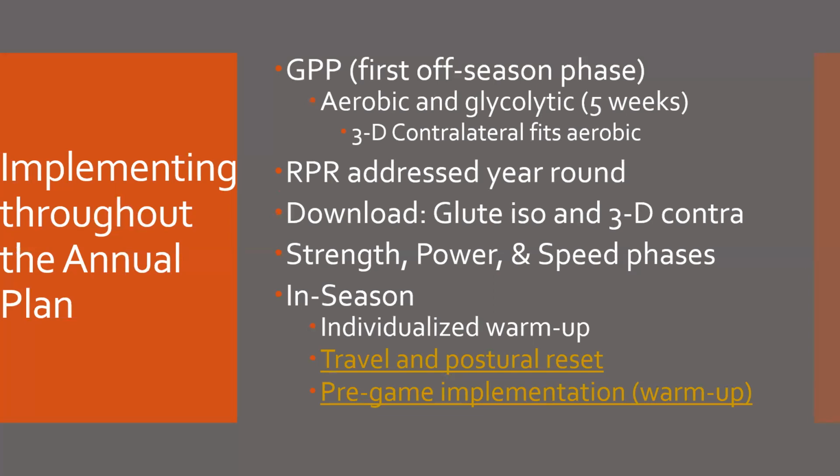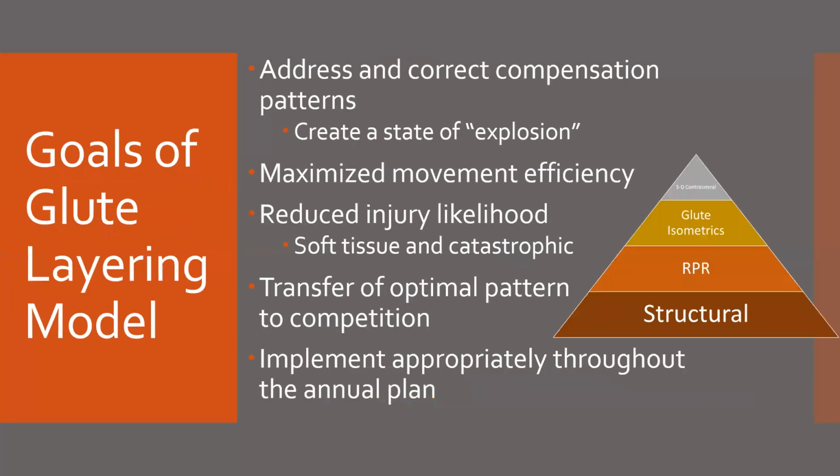And then pregame implementation, warm-up. So we will utilize a lot of these aspects again, very similar to our individualized warm-up, to make sure that each of our athletes is functioning at the highest level. So again, overall goals of the glute layering model are to address incorrect compensation patterns. So create that state of explosion in hip extension, glute to hamstring to opposite QL. And that's going to lead to major muscles being major muscles, which is going to maximize movement efficiency in our athletes. Again, looking at force plate data paired with that EMG that we have.